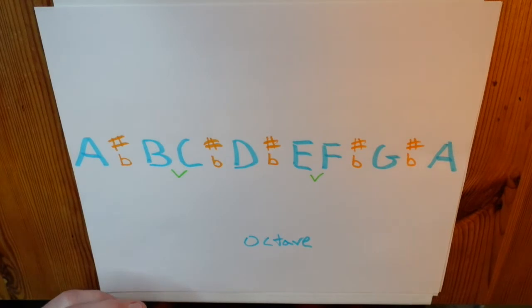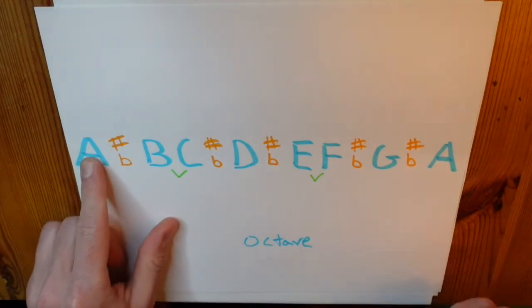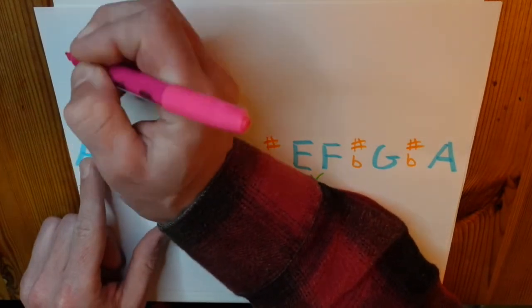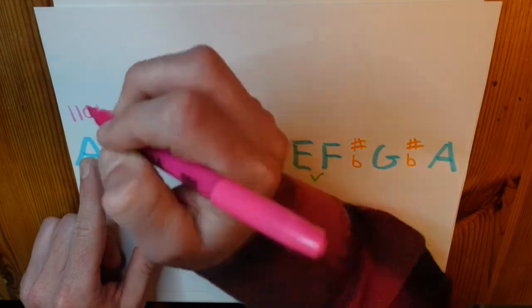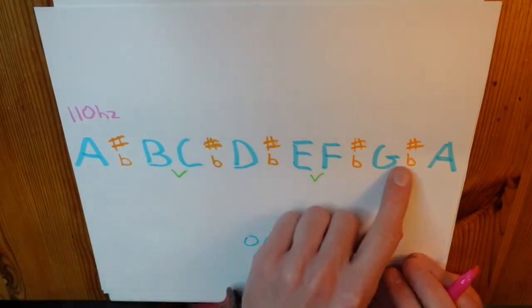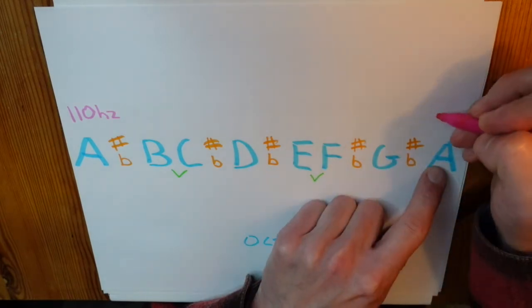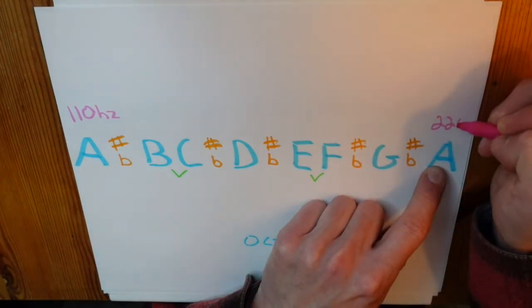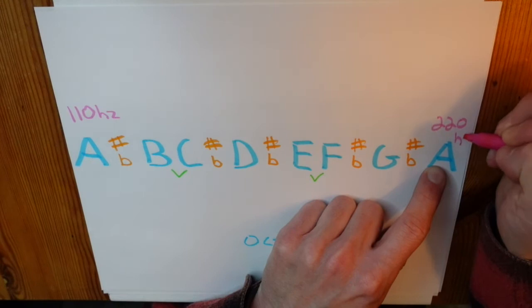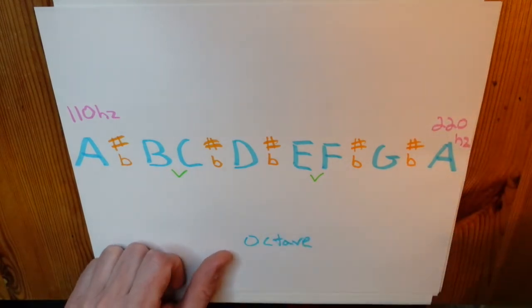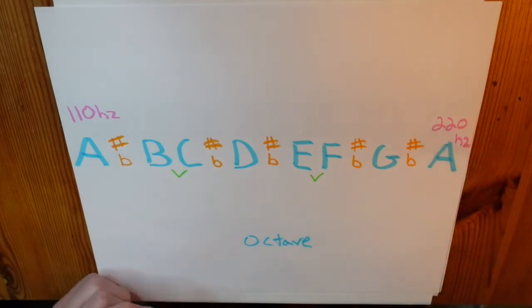For all you math and science geeks out there, this A down here is vibrating at what's called a frequency of 110 hertz. And this A up here is vibrating at double that frequency, 220 hertz. If I go to the next octave, I'm going to double that and get 440 hertz.